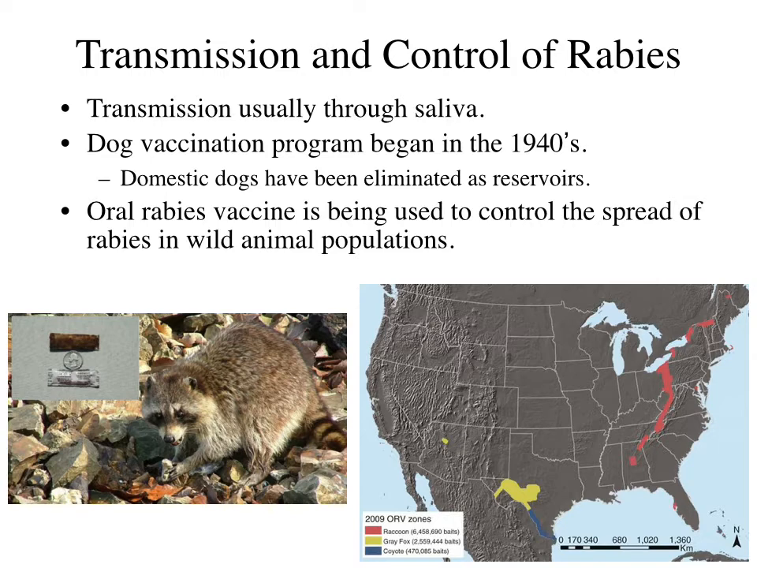A long-term oral rabies vaccine barrier program in the U.S. using Raboral VRG is preventing substantial geographic expansion of the raccoon rabies virus variant. And you can see that on this map here. The red areas are where they've distributed the Raboral vaccine that's designed to be attractive to the raccoons.